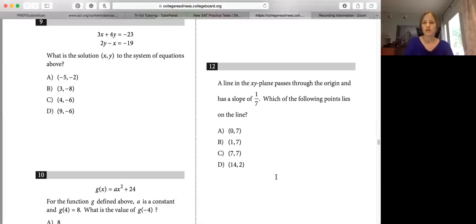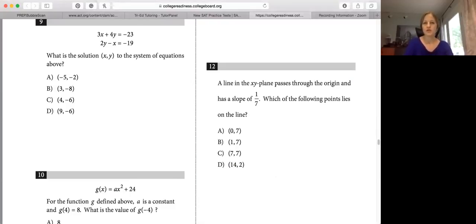Hi, we are taking a look now at number 12 in Test 1, Section 3 of the official SAT study guide. So let's take a look at the question first. The line in the XY plane passes through the origin and has a slope of 1/7. Which of the following points lies on the line?